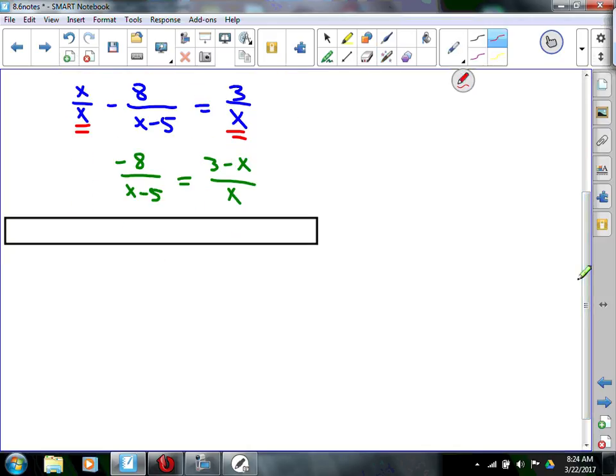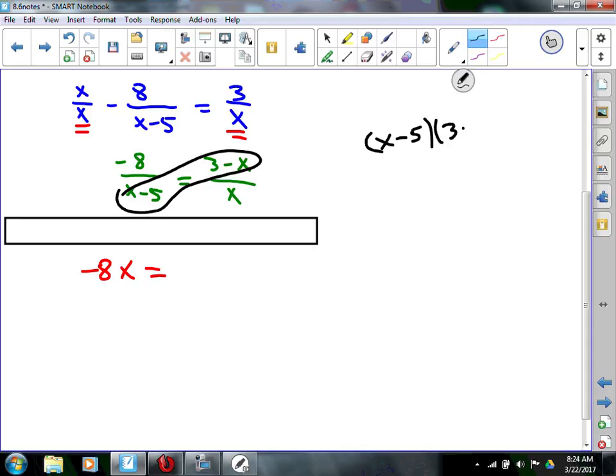So, all right, my cross product, I'm going to get negative 8x equals, be careful here, you got to FOIL this. This other cross product, you got to FOIL. I've got x minus 5 times 3 minus x. That's going to give me 3x minus 15 minus x squared plus 5x, isn't it? So let's see what that's going to look like. Guess that's negative x squared. How many x's? Plus 8x, and then that's minus 15, right?